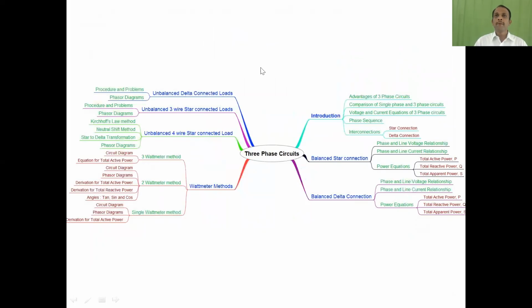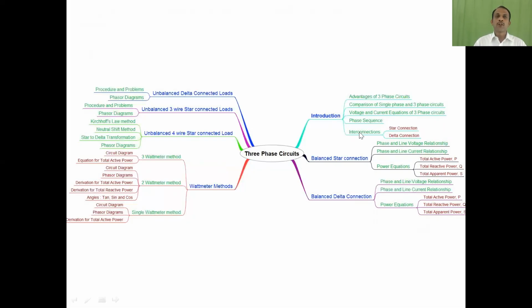This is the mind map of three-phase circuits, Unit 2 of Network Theory, according to the JNTU Hyderabad syllabus. In the introduction, what you are going to study is the advantages of three-phase circuits versus single-phase circuits, a comparison between them, how to write the voltage and current equations for three-phase circuits, and the phase sequence: how it is generated, how it can be varied, and what its importance is.